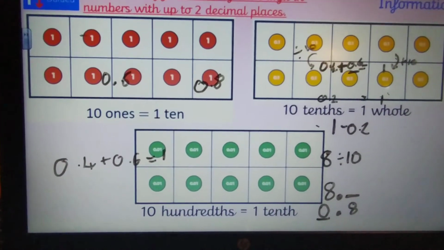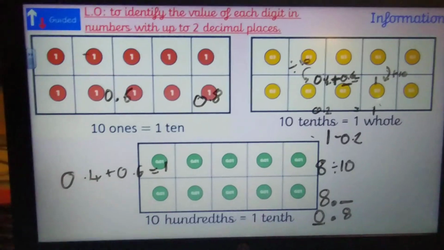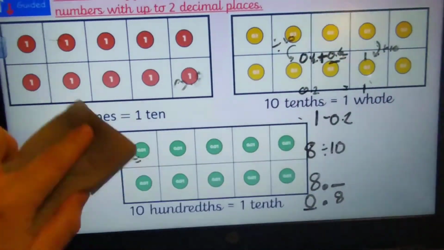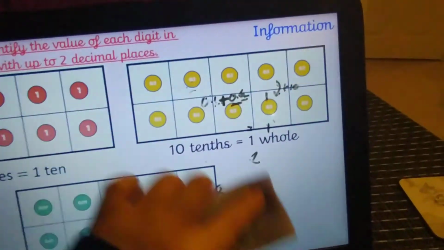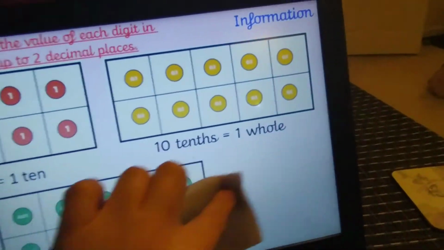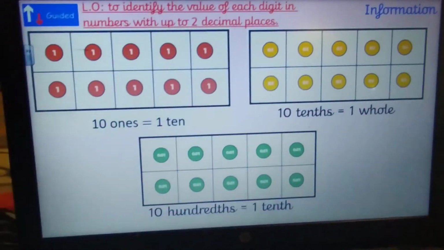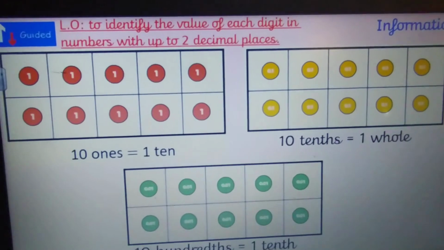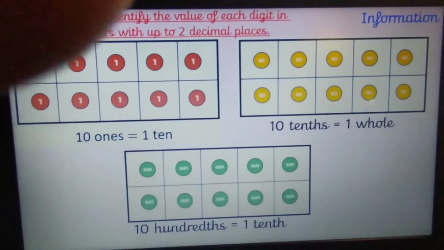Right, hold on. At this point, I need to clean my screen. Should have thought of that. Again, if you're in my class, you're used to me standing, rubbing things out on the board. Okay, perfect. So, I've got a little mark there.